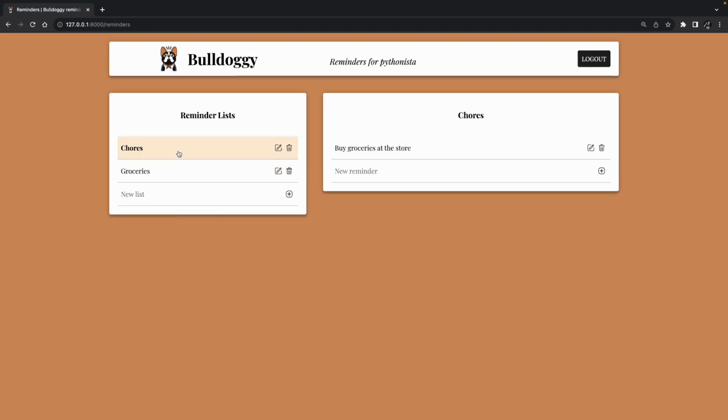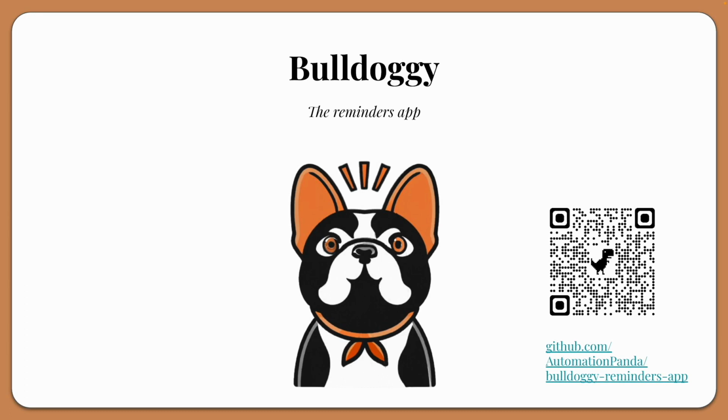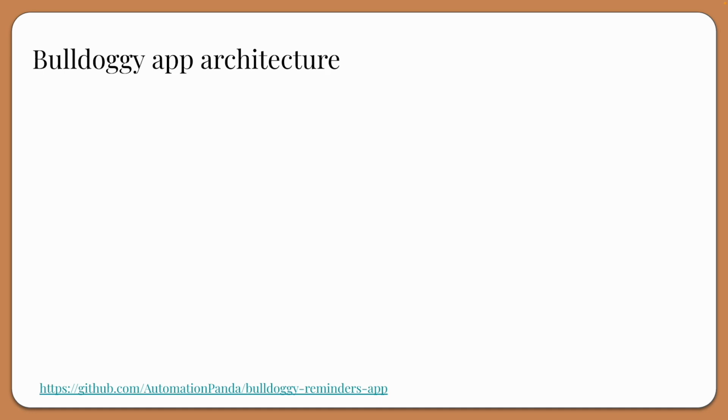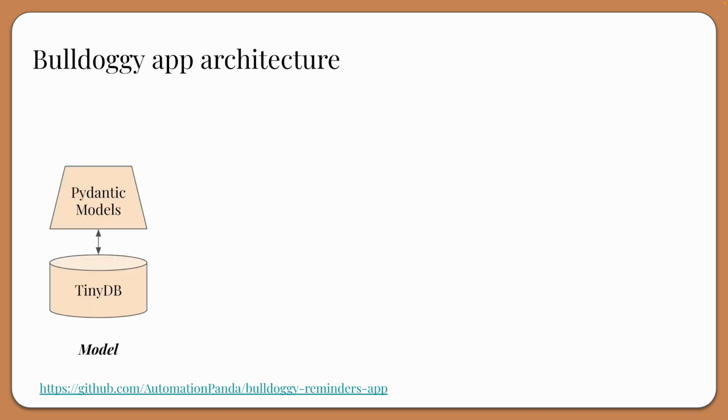And as you can see, all of the interactions being performed on this web page are done dynamically. The code for Bulldoggy is open source. You can find the repository at github.com/automationpanda/Bulldoggy reminders app. Let's take a look at how the Bulldoggy app was built.